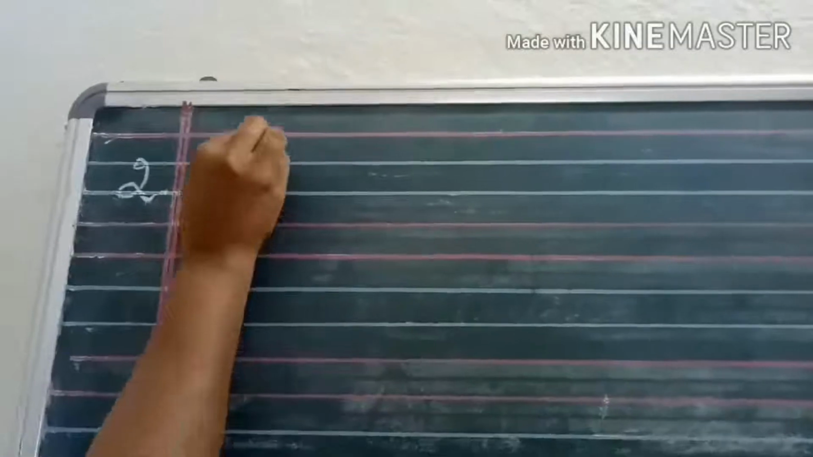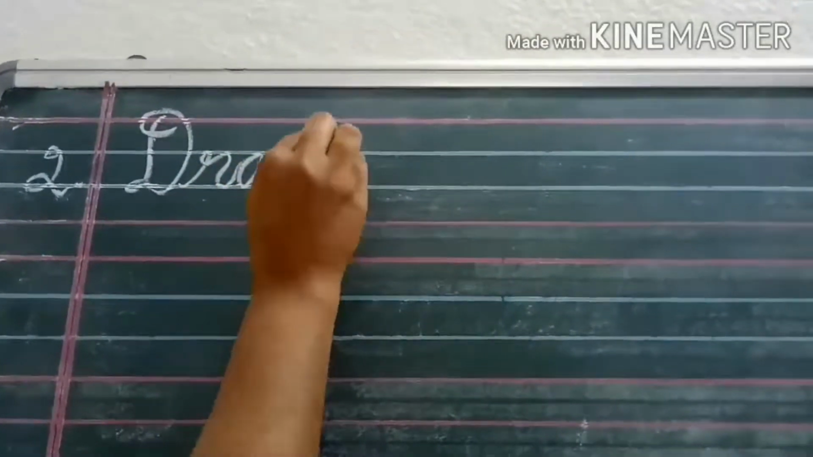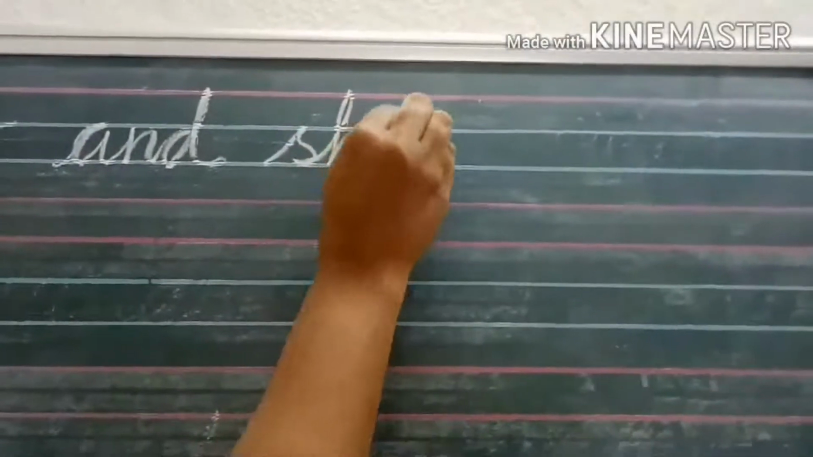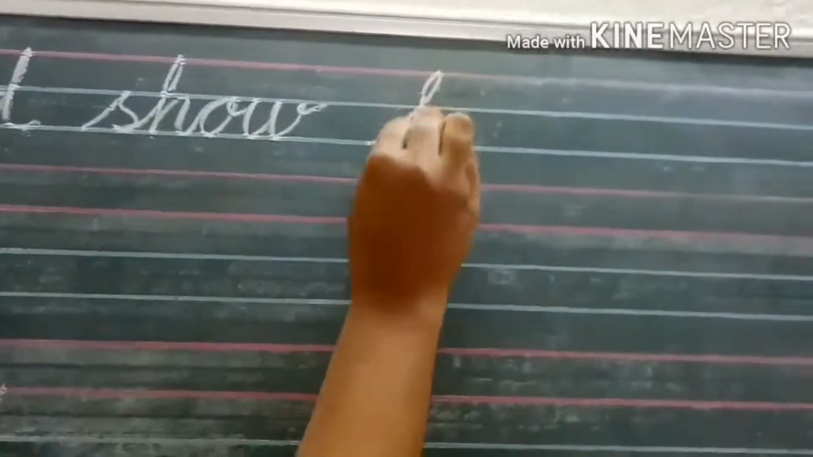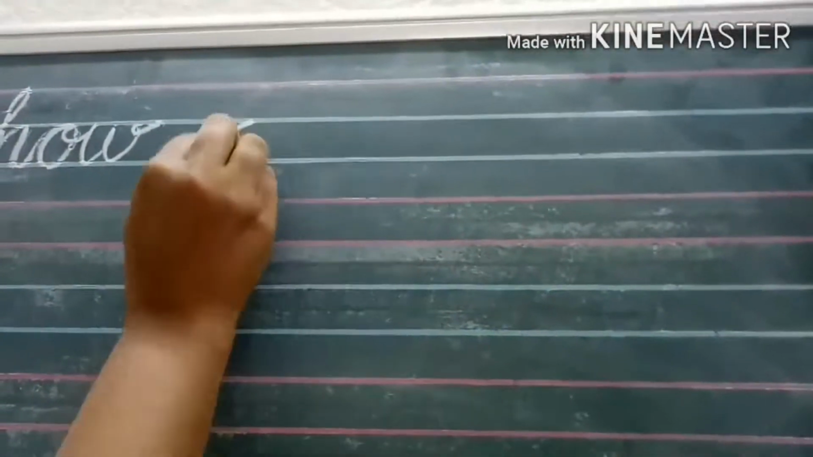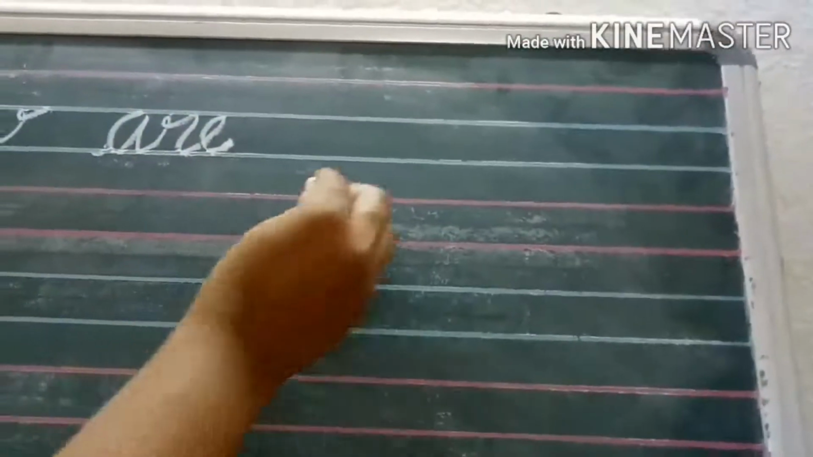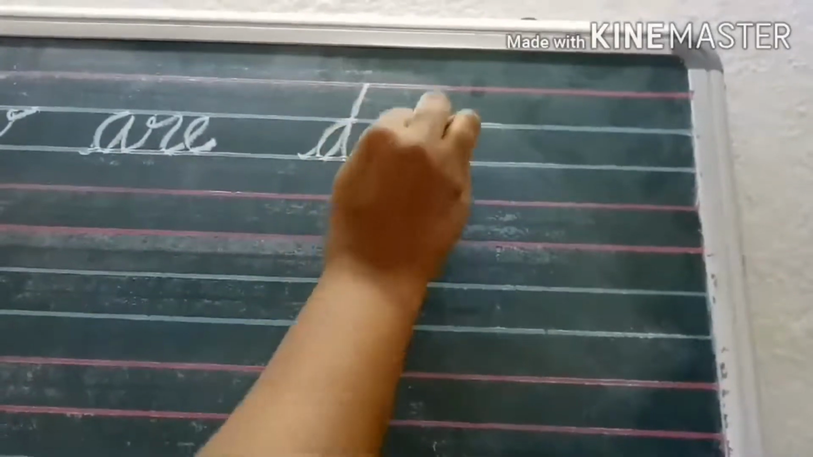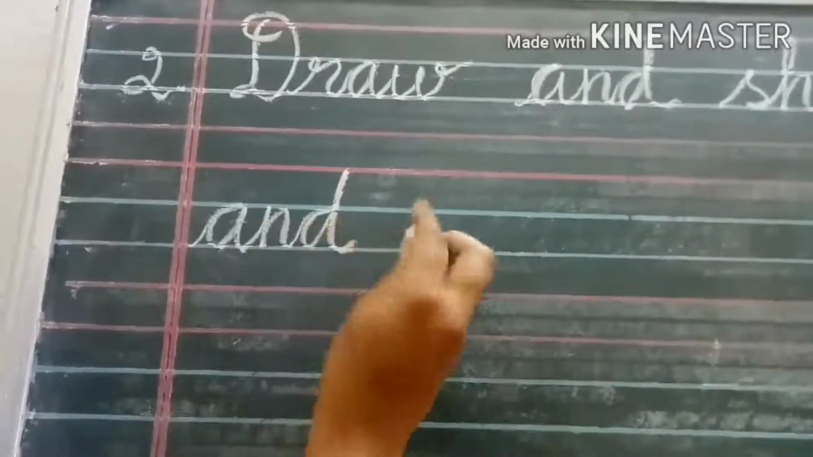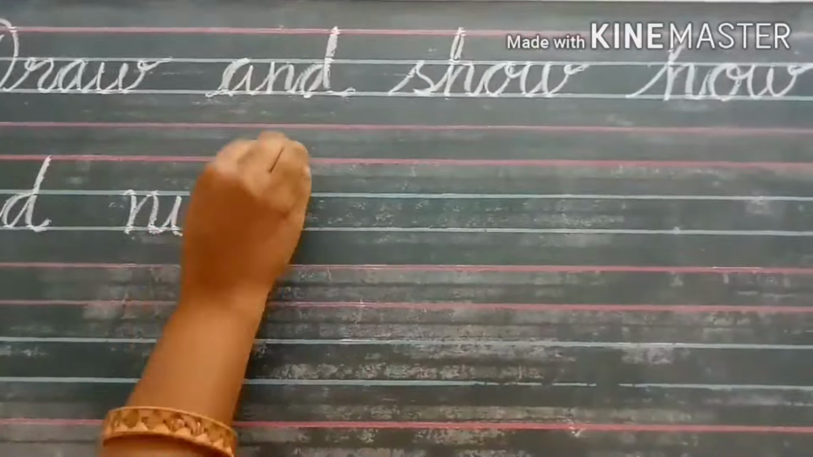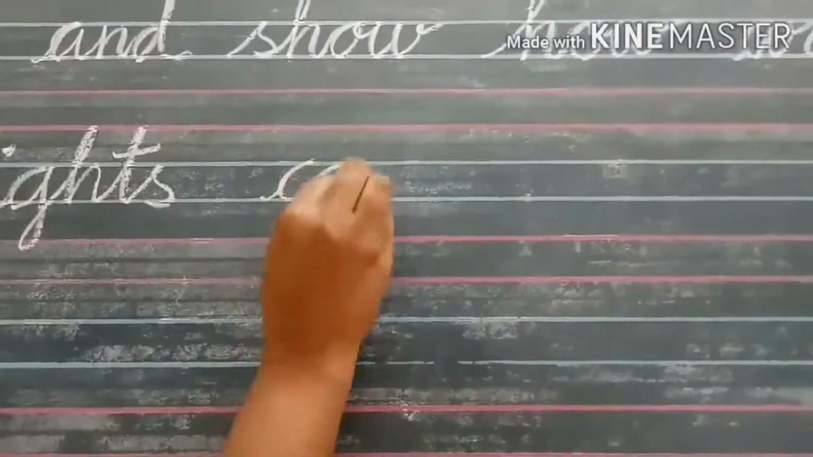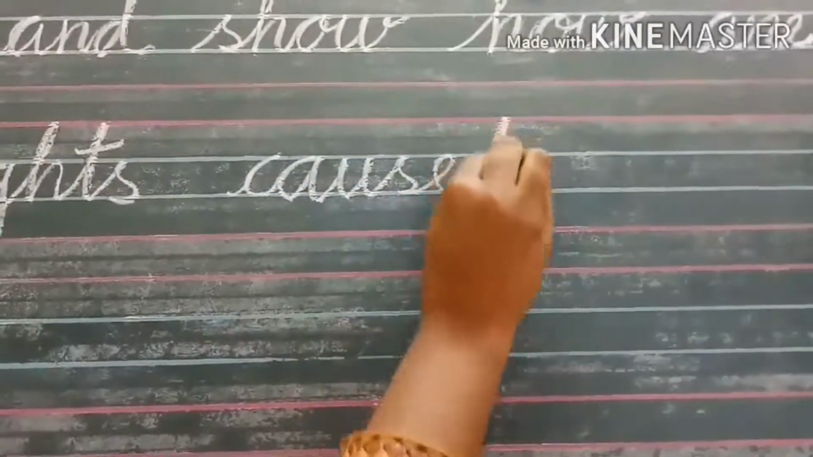Write number 2. Draw and show how are days and nights caused.